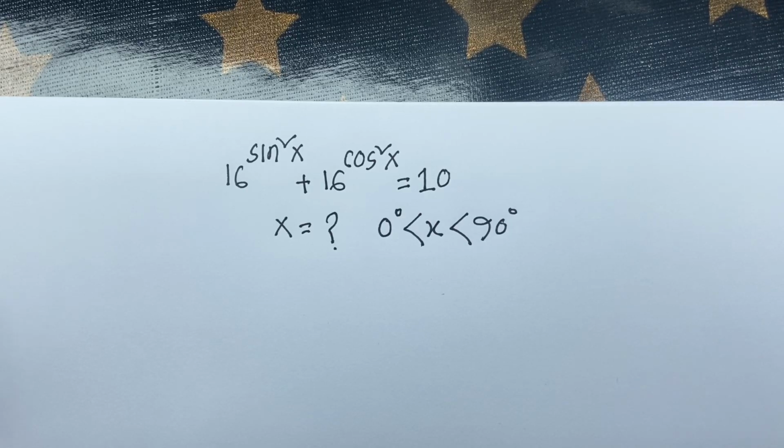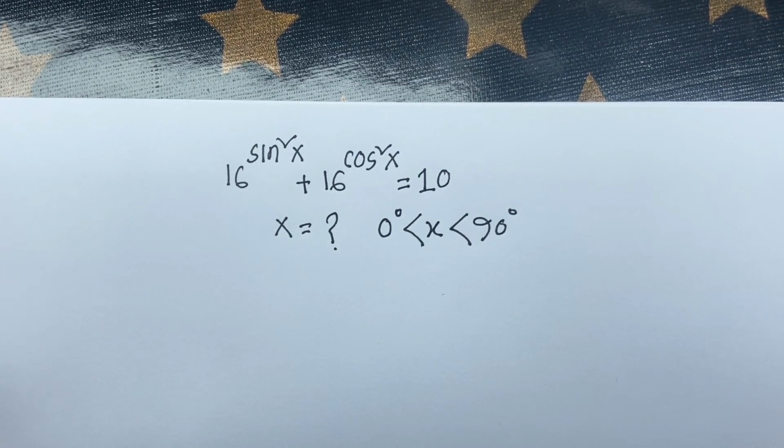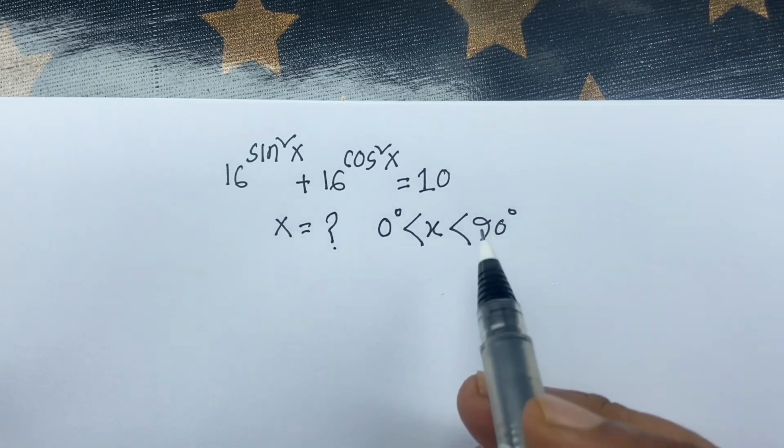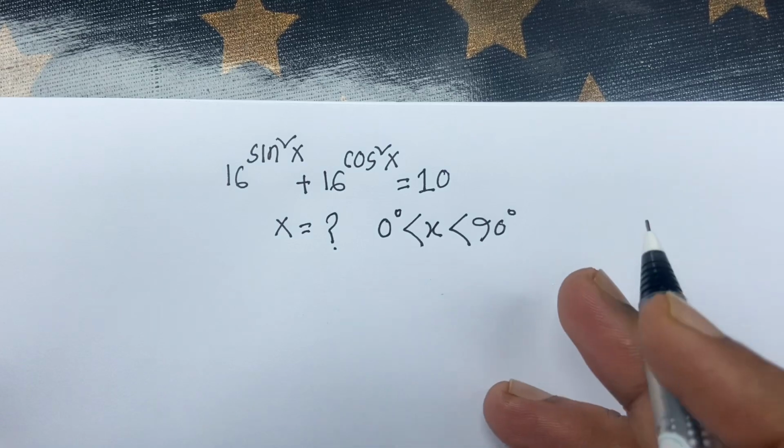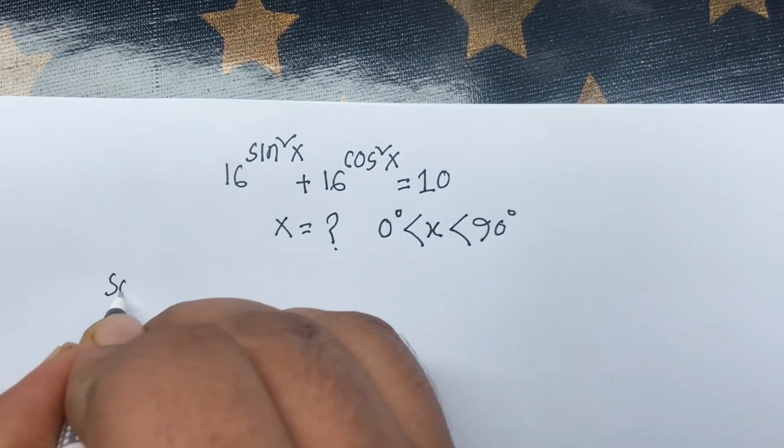Hello everyone, how to solve this math Olympiad question. 16^(sin²x) + 16^(cos²x) = 10, and we'll find out the value of x in this math Olympiad question. But x is greater than 0 and less than 90 degrees. So let's start the solution.